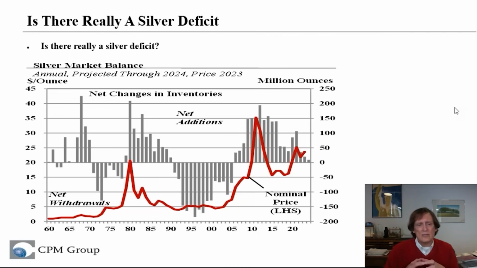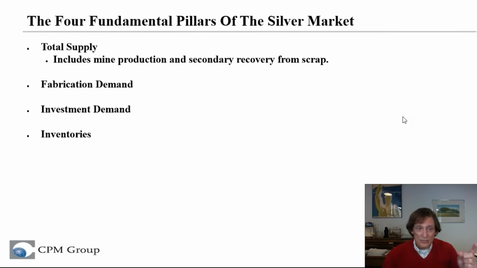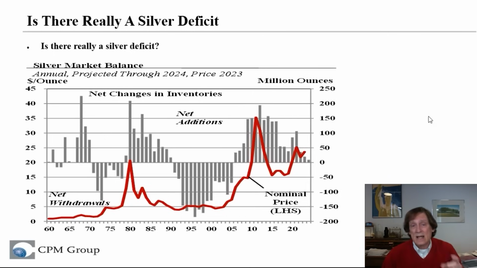And what you see in silver is when you look at total supply, less fabrication demand, you exclude that investment demand, because investment demand does not change the form of silver. In fabrication demand, someone buys silver and they make it into electronics or solar panels or jewelry or silverware or mirrors or ball bearings or solders. And it's no longer, it's silver in a manufactured, fabricated form.